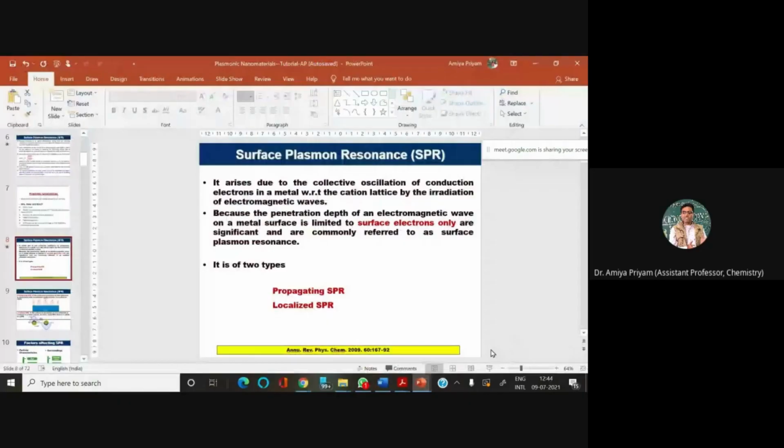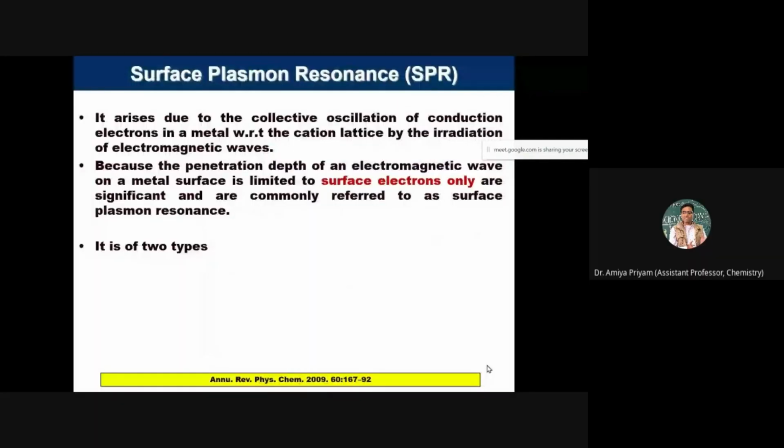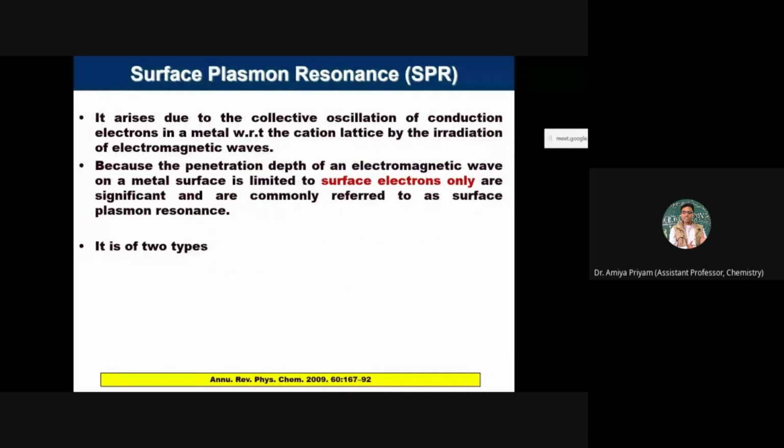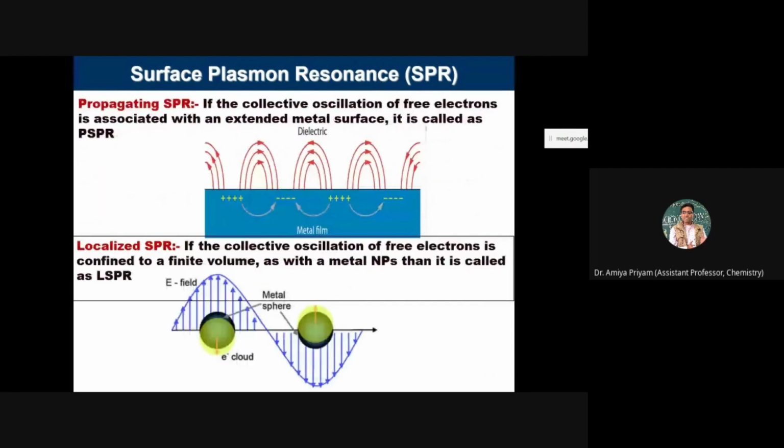So propagating and LSPR, this was also discussed. Remember that. Propagation means moving in a certain direction. So that's how you see that this is moving. This oscillation looks like electrons are moving in a particular direction, whereas in this one, it is at the same place. It is like a standing wave. So in this case, it is a standing wave, and in the top one, the propagating SPR, it is behaving as a traveling wave.